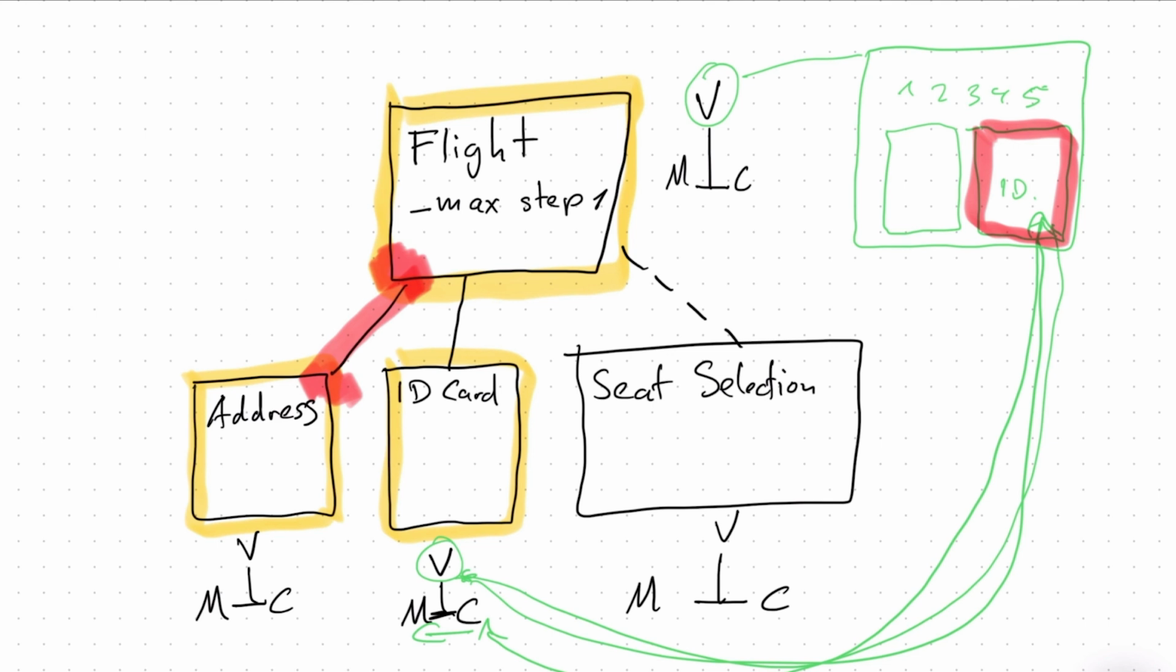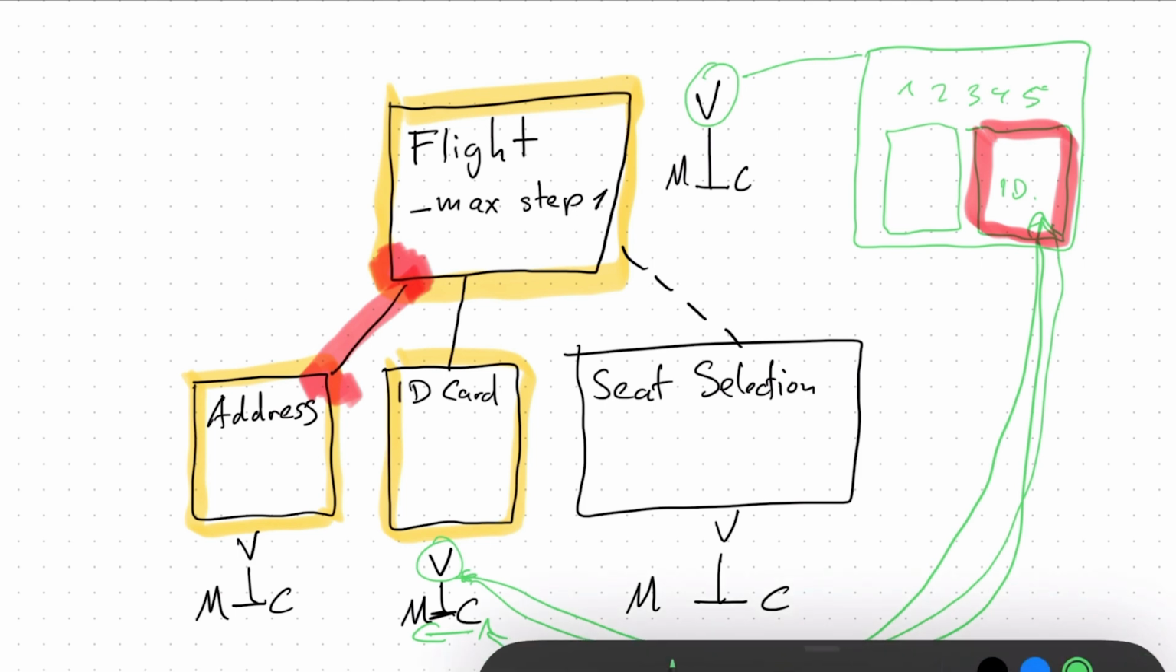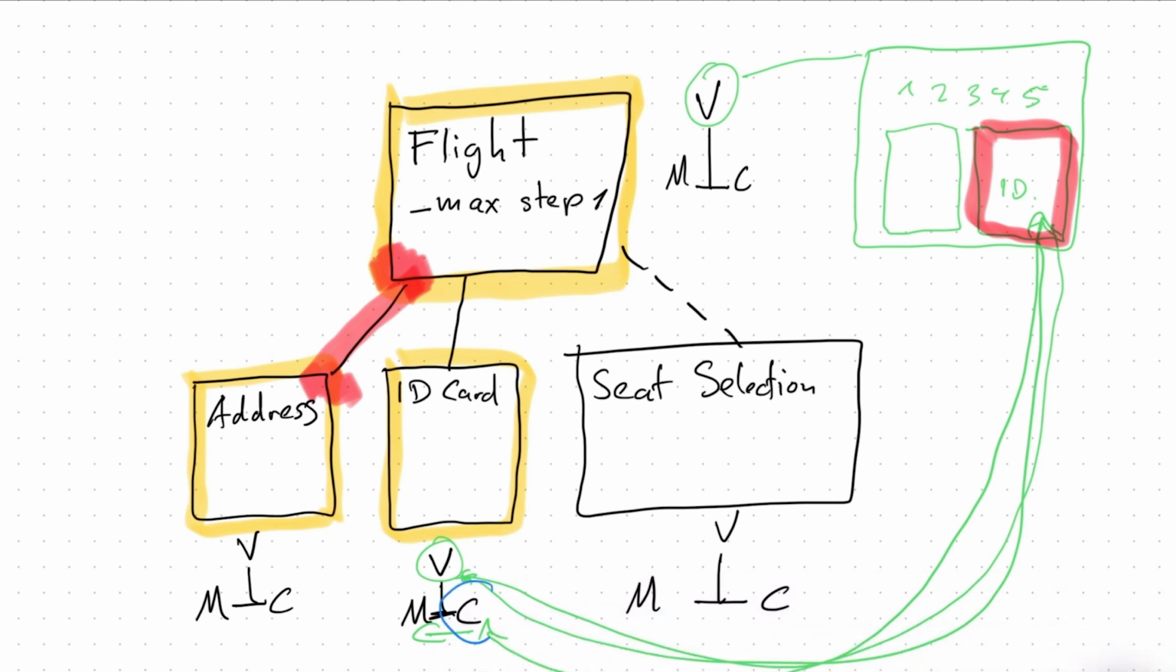But the basic idea is, if we do it like that, we only need to code the form once. We don't have duplicate code, and we can also keep all the calculation that needs to happen here in the controller of the ID card. And I love this method because it will make the flight controller much leaner.